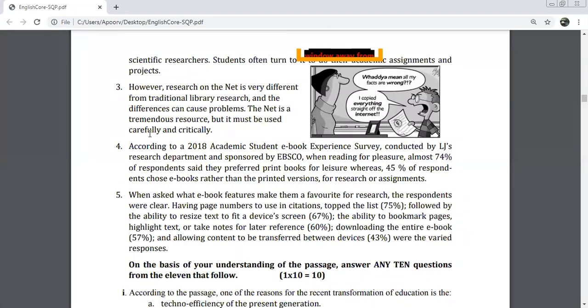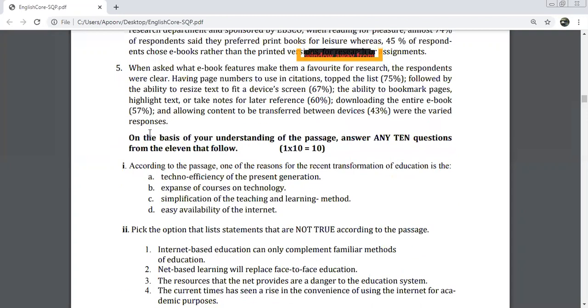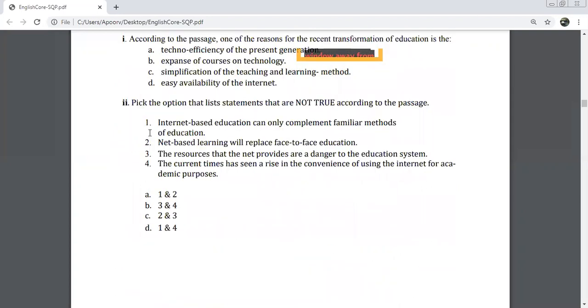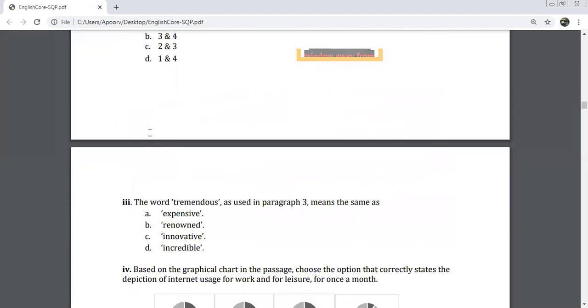However, research on the net is very different from traditional library research and the differences can cause problems. The net is a tremendous resource, but it must be used carefully and critically. Tremendous resource. Let's go back to a question. Tremendous means expensive. Over here, it means renowned, it means innovative, or it means incredible. What, according to you, is the best option?